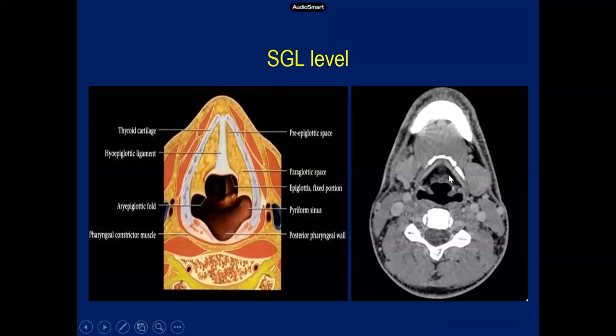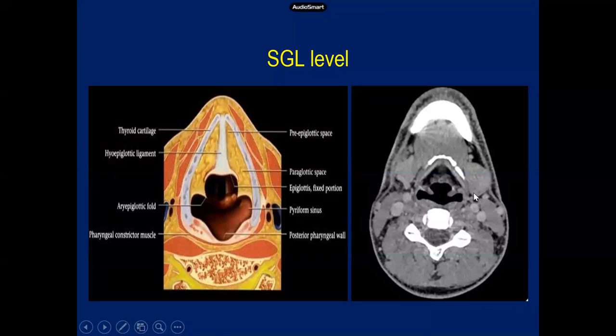And you have a paraglottic fat. That is, once the patient has infiltration, that is also called the paraglottic fat. This is the aryepiglottic fold. Posterior to the aryepiglottic fold, this is the piriform sinus. This is how a normal piriform sinus will look. And posterior to that, this is the posterior pharyngeal wall.